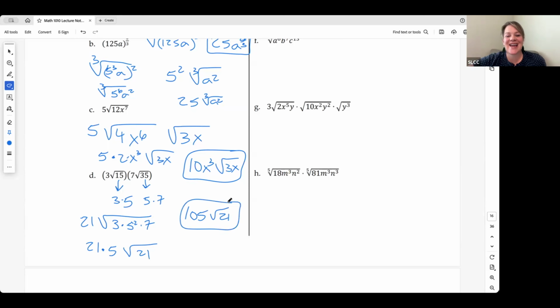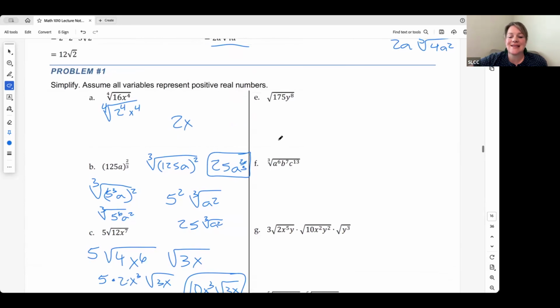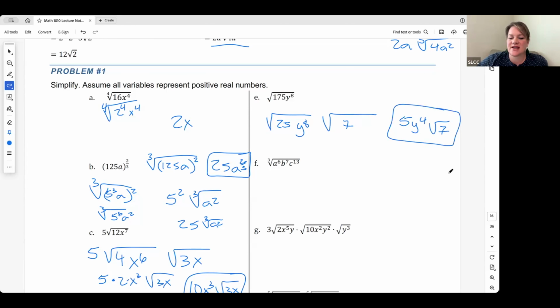All right, let's keep going. Look at letter E, 175 y to the 8th, and we're talking about the square root. So once again, you could think about what comes out, what stays in. Okay, y to the 8th, I know I can divide that by 2, so I'm set. But what about 175? 175 is 25 times 7. Now I take the square root of 25, which is 5, and I divide 8 by 2 to get y to the 4th. And then what I'm left with that has to stay is the square root of 7.